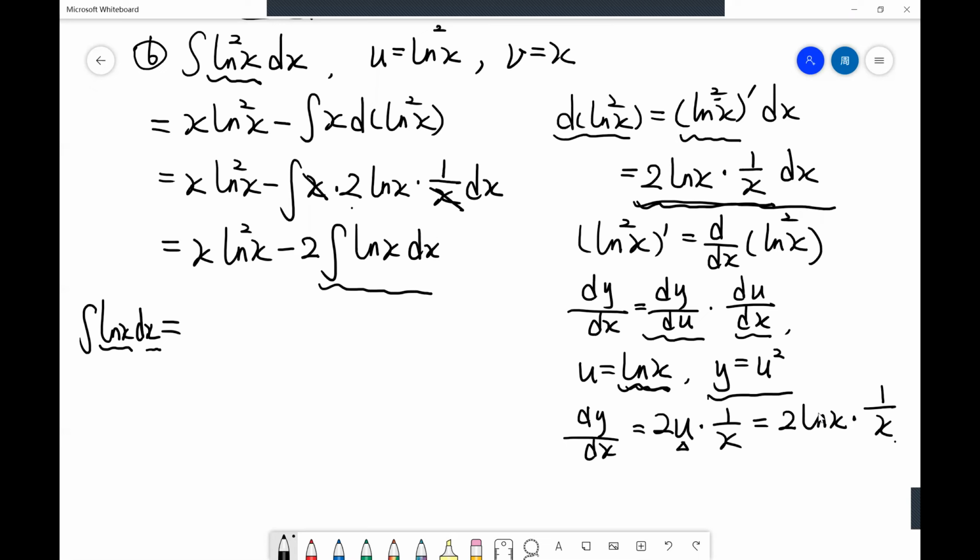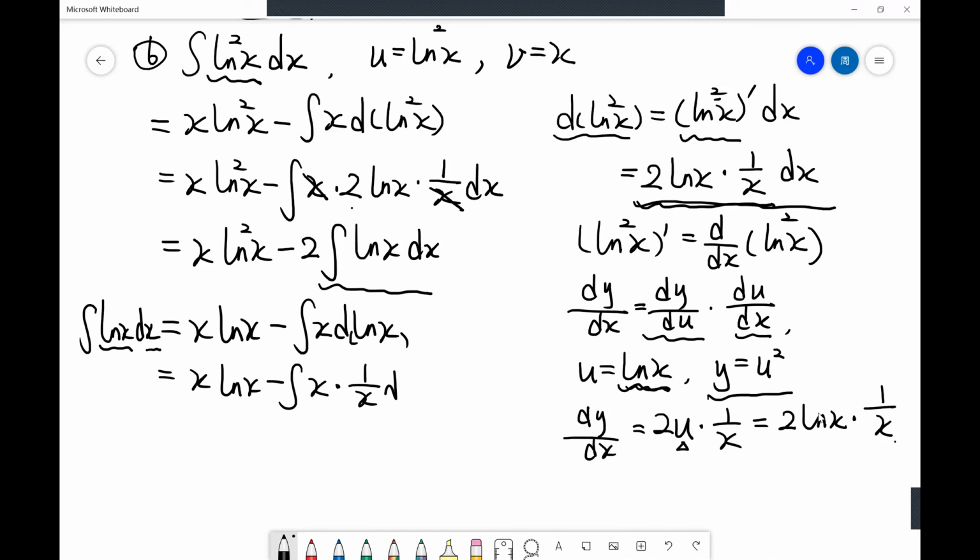So here, for this indefinite integral, ln x means u and x means v, right? So that equals x ln x minus, we exchange the places of x and ln x. So that equals x ln x minus the integral of x times 1 by x dx, and x can be cancelled. So that equals x ln x minus x plus c here, right?